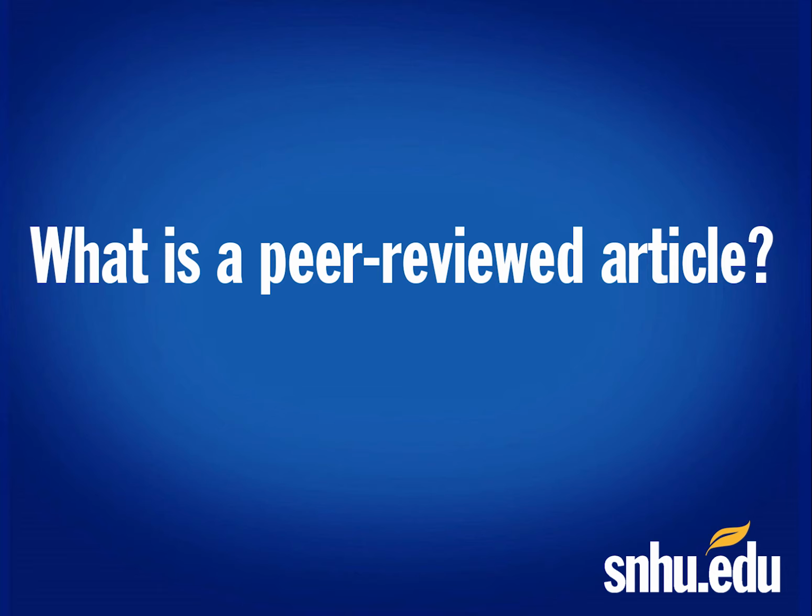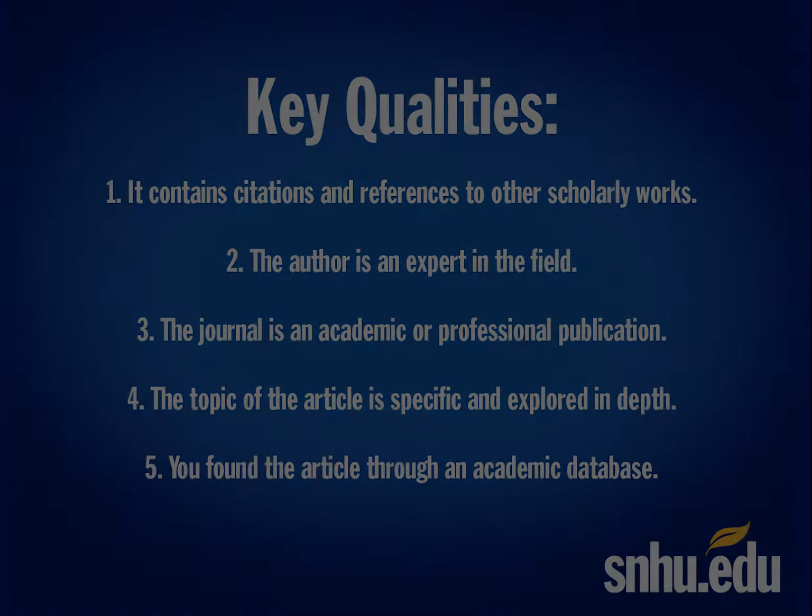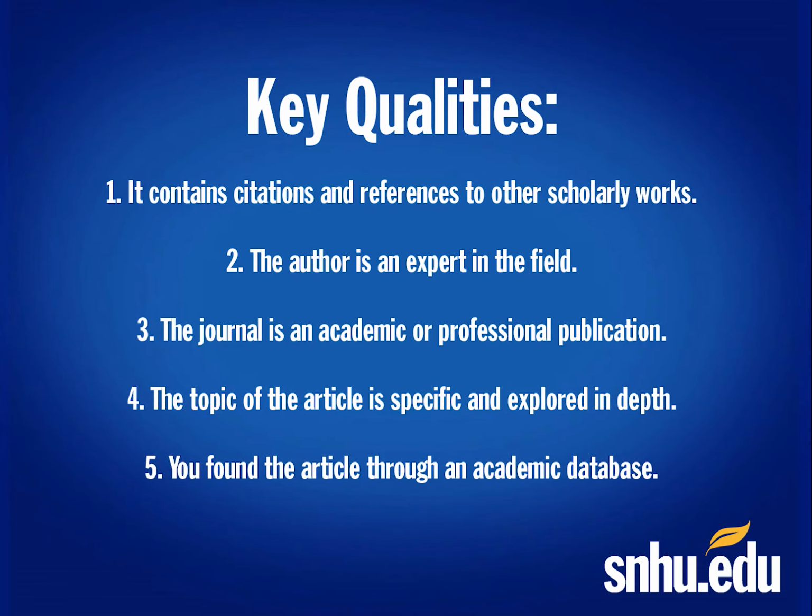Because this process is so rigorous, any article in a peer-reviewed journal is a reliable resource for academic research. You can identify a peer-reviewed article by looking for a few key qualities. First, it contains citations and references to other scholarly works. Second, the author is an expert in the field.